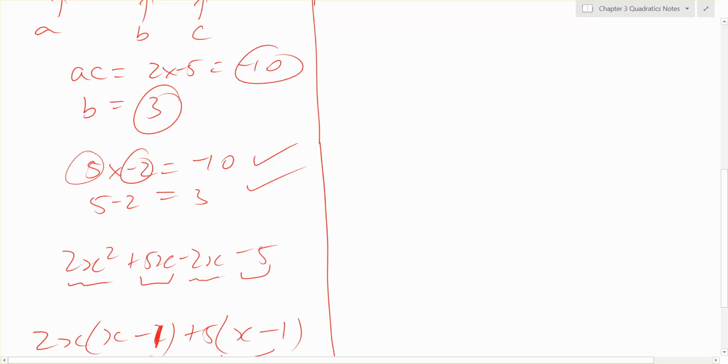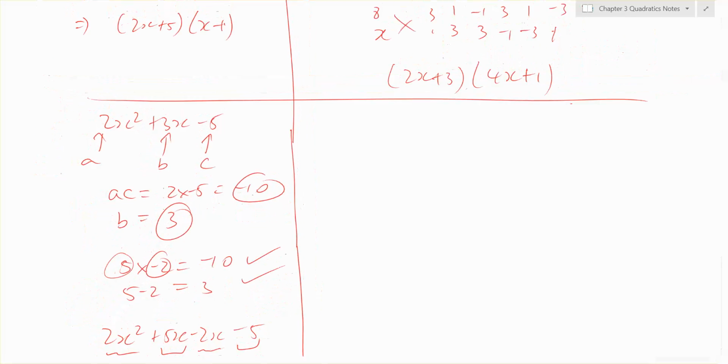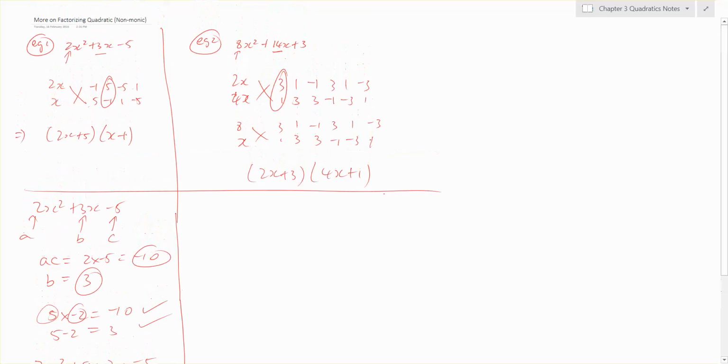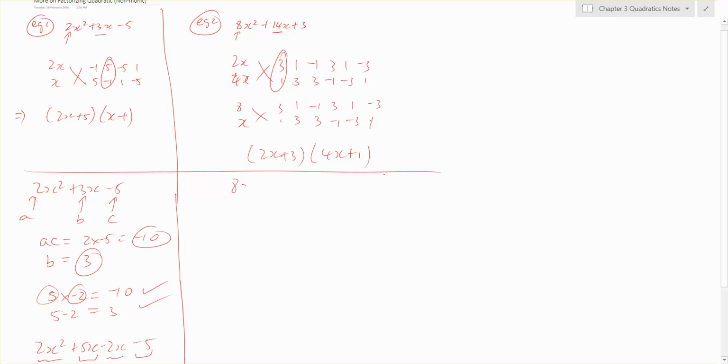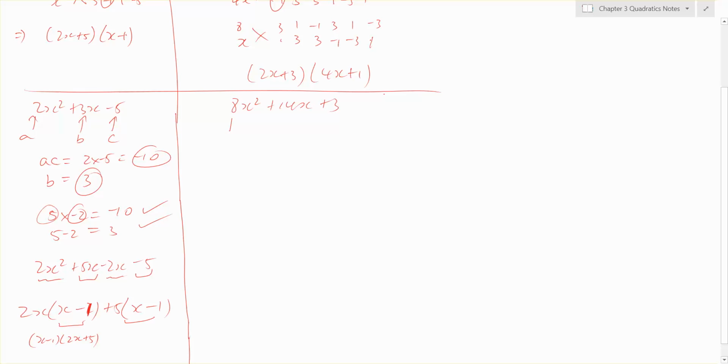So you can do it both ways, whichever way you prefer, but I find the cross product way generally quicker if you know what you're doing. Similarly, 8x squared plus 14x plus 3 can be done using method 2. So again, a, b, c. We find out what AC equals. 8 times 3 is 24. Our b term is equal to 14. So we need two numbers that multiply to give you 24, but add to give you 14.